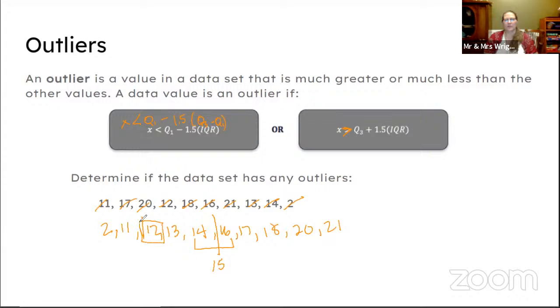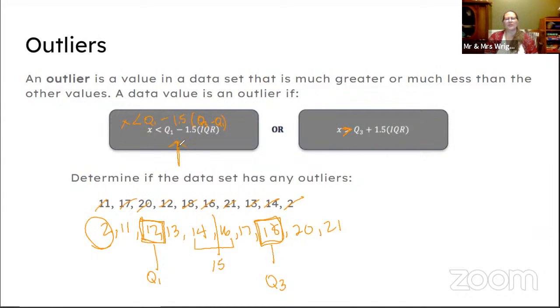So 1, 2, 3, 4, 5 pieces of data. So this is 12, quartile 1. 1, 2, 3, 4, 5. So this right here is quartile 3, right? So now we need to look for if the data set has any outliers. The only thing that I think could possibly be an outlier is 2, because the rest of these are all kind of close together, but 2 seems to be rather far apart. So that's on the lower end.